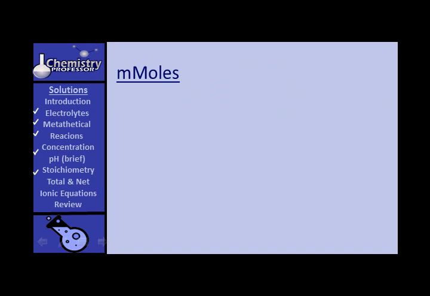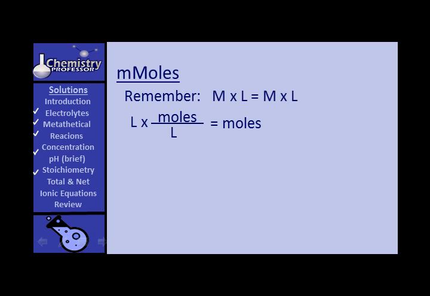Let's look a little more at millimoles. Now, you're probably going to think I'm going by my elbow to get to my ear, but I'm trying to make a point. Remember, molarity times liters is equal to molarity times liters. Of course, it's an identity. Well, a little algebra shows us that liters times moles per liter will equal moles. Of course, you see your liters cancel.